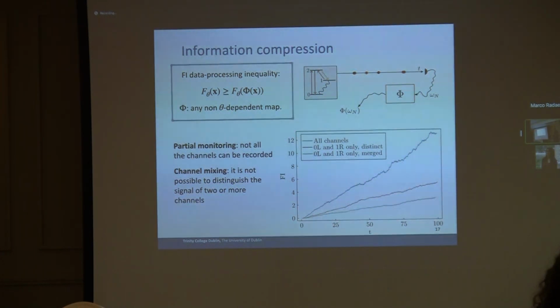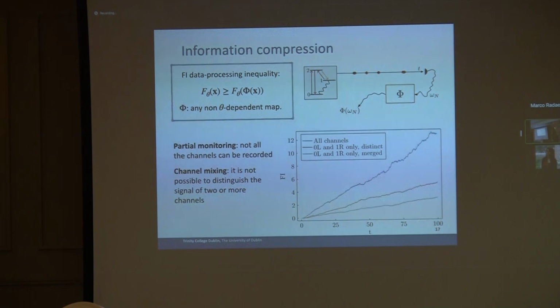Therefore, this takes the form of what is called a compression or data processing on the measurement record. So we have to neglect some of the jumps. This situation is described in terms of the data processing inequality. If we have some map applied to our sampling, we can only say that the Fisher information is reduced. This is, if you think about it, very reasonable, as long as the map does not depend on the parameter. Obviously, we are not allowed to plug further information into the system by using the map.